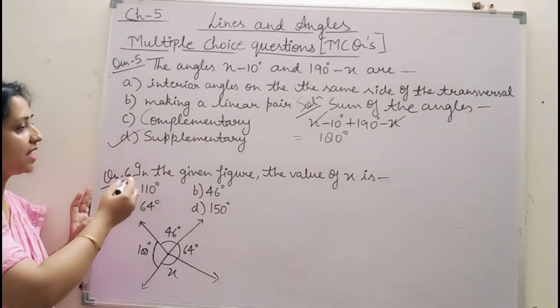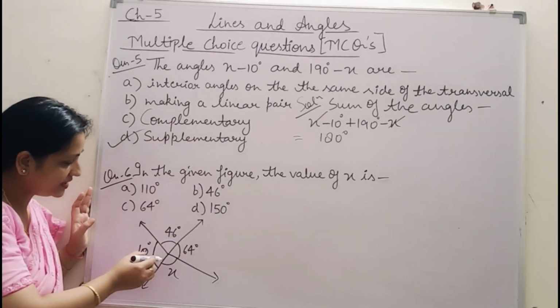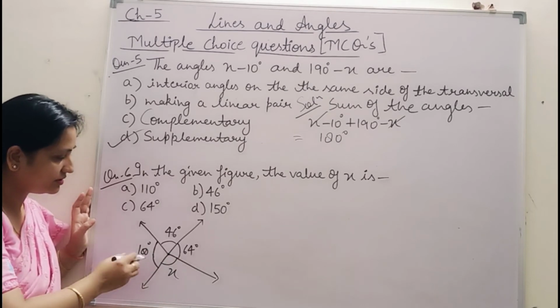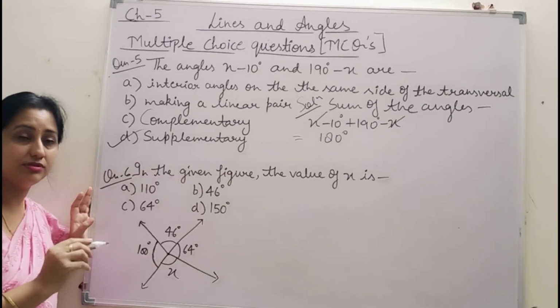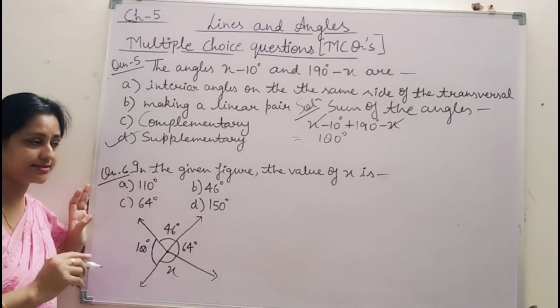Next is: in the given figure, the value of x is. So the figure is this, and you have to find the value of angle x, and we know that the sum of all angles around a point is 360 degree.